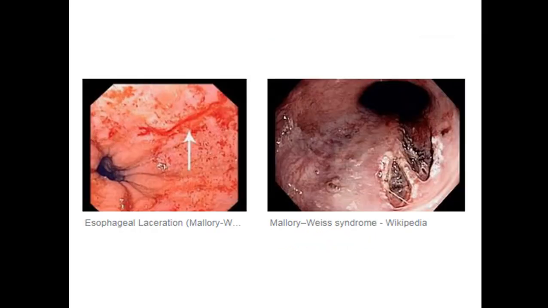In this picture of Mallory-Weiss syndrome, this is an endoscopic picture, and the arrow indicates the presence of blood and tears or lacerations in the esophageal mucosa. And in the second picture, we can see the tears and lacerations caused in Mallory-Weiss syndrome.